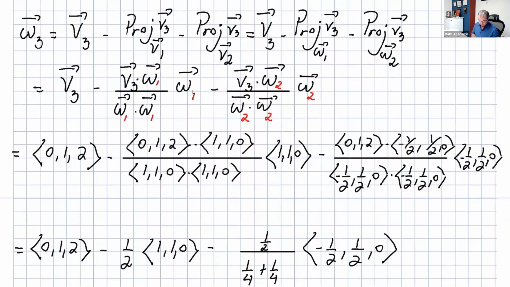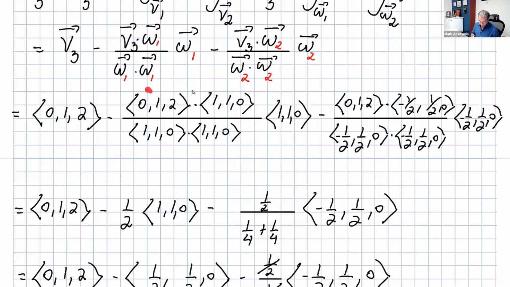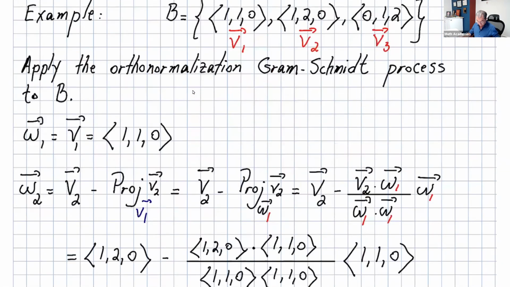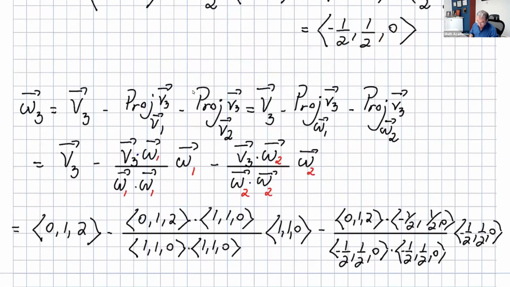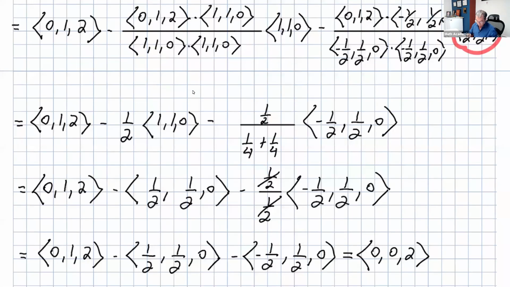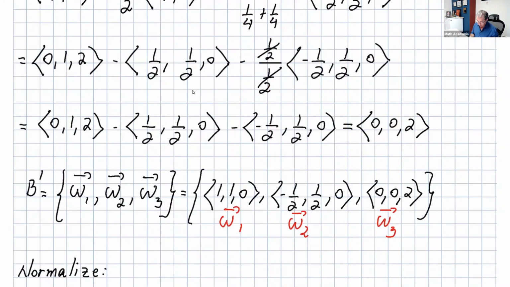If you write those vectors and you do the dot products, the first vector V3 stays. That number is 1/2, and that's times W1. So it's 1, 1, 0. And the second one, again, you take V3 dot W2 over W2 dot W2, which we found. And that's times W2. And if you calculate, you get 1/2 over 1/2, which is just 1. If you subtract the components, you are going to get 0, 0, 2.